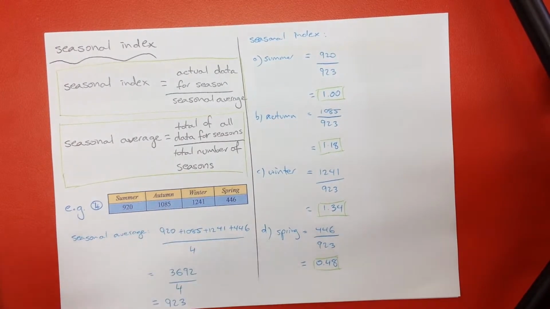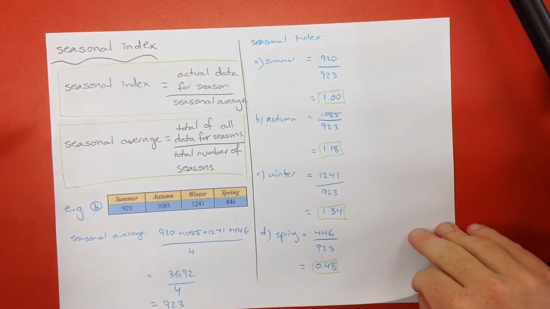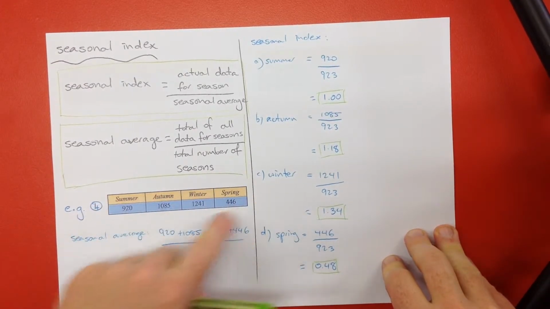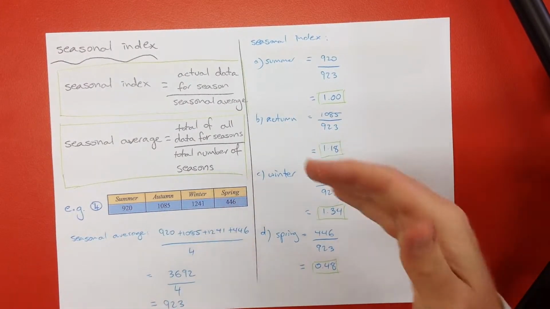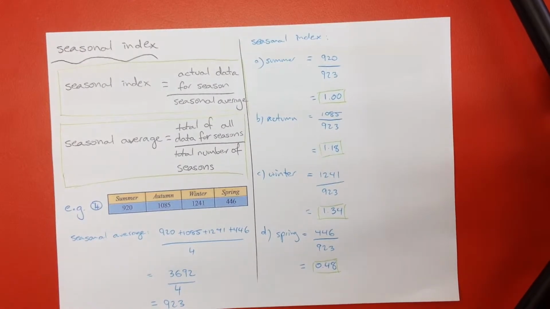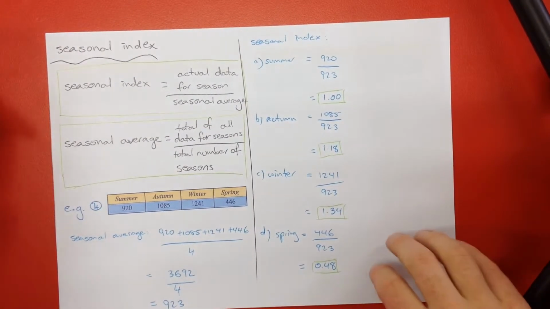That's our four seasonal indexes. So we could write them in here in a table for seasonal indexes. This was an example for 1 year. Let's do an example for multiple years. Pretty much, I won't lie to you, it's the same process, but we'll just do it over multiple years.